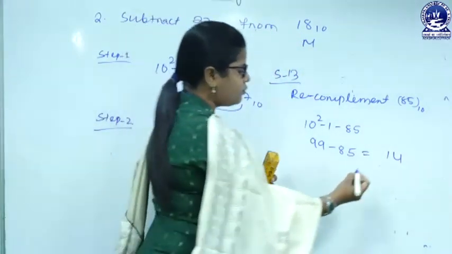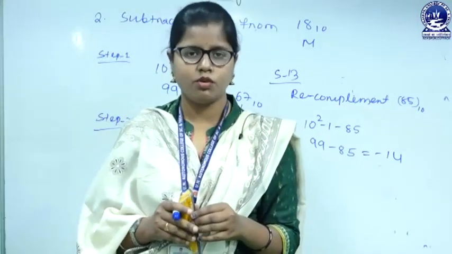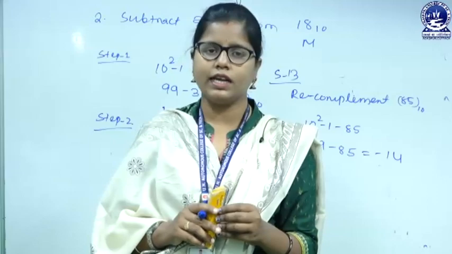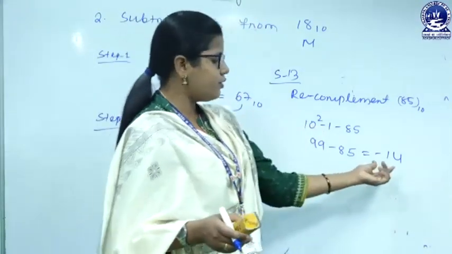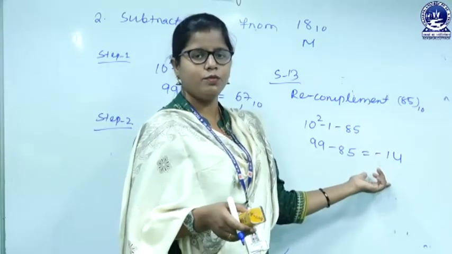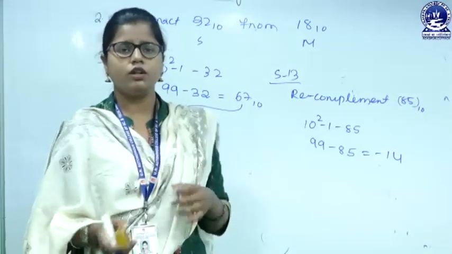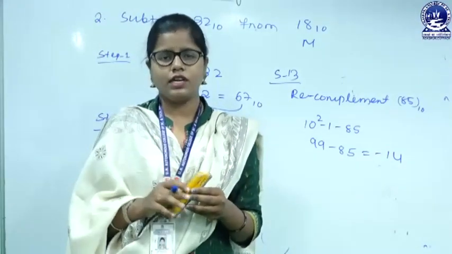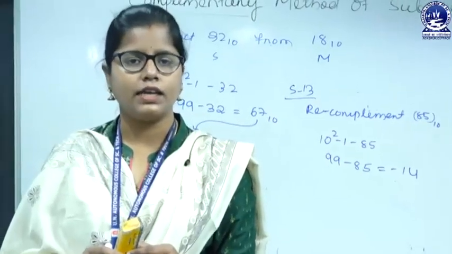So now we have to put a negative symbol here, because we know that when we have no carry, then we have to recomplement the result and put a negative symbol. So that's why we are putting a negative symbol here. If we go for the basic method, that is 18 minus 32, then also we get minus 14 as the result. So this is the complementary method of subtraction.